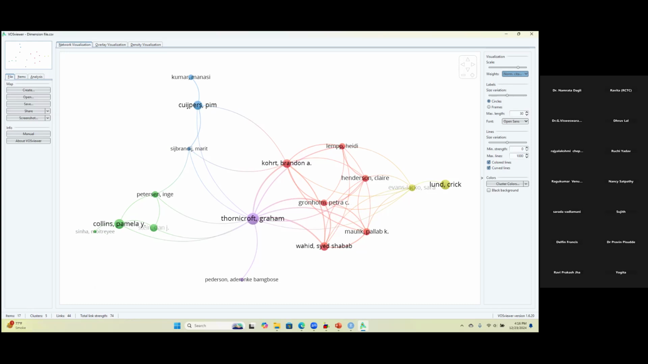Left side at the bottom, how many clusters are there, how many links are there, how many total link strength. If you want, you can also mention the number of authors in various clusters in a table in your article. Should I move on?